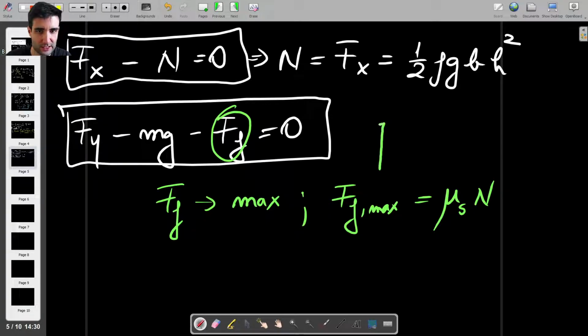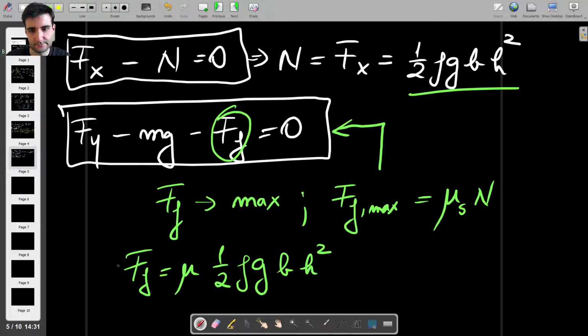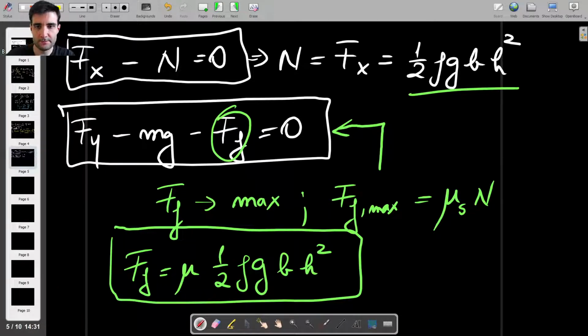So essentially we have to take this and put it in this equation. We kind of know what that is because friction is mu times N, but N is this. Okay, that's what we found from the horizontal equilibrium. So that's 1/2 rho g b h squared. Okay, so that's friction, and now we're going to put everything together and finally find what h is.